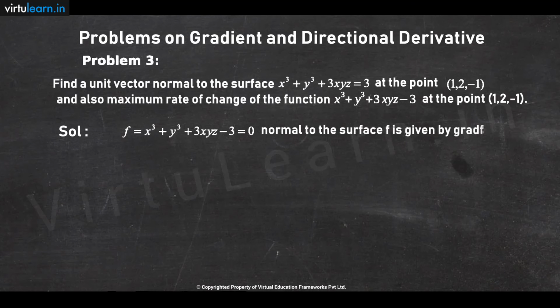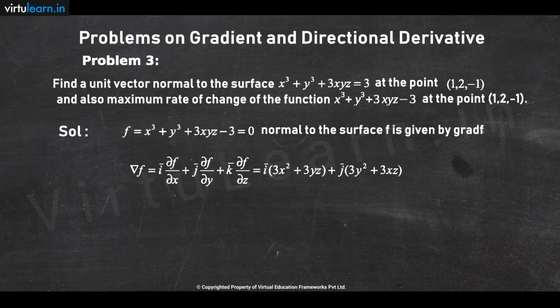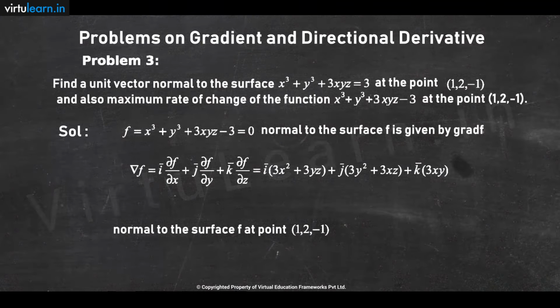Now the normal to the surface is grad f, equal to i bar dou f by dou x plus j bar dou f by dou y plus k bar dou f by dou z, equal to i bar into 3x square plus 3yz plus j bar into 3y square plus 3xz plus k bar into 3xy. Now the normal is grad f at 1 comma 2 comma minus 1. So substituting x equal to 1, y equal to 2, and z equal to minus 1 in the earlier expression, we get grad f is minus 3i bar plus 9j bar plus 6k bar.